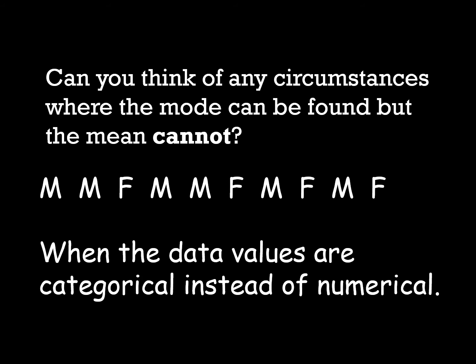But it's very easy to find the mode. You would just need to look and see which of these values appears more than any of the others. In this case, F appears 4 times, but M appears 1, 2, 3, 4, 5, 6. So we would say that M is the mode, but that we cannot find a mean for this data set.